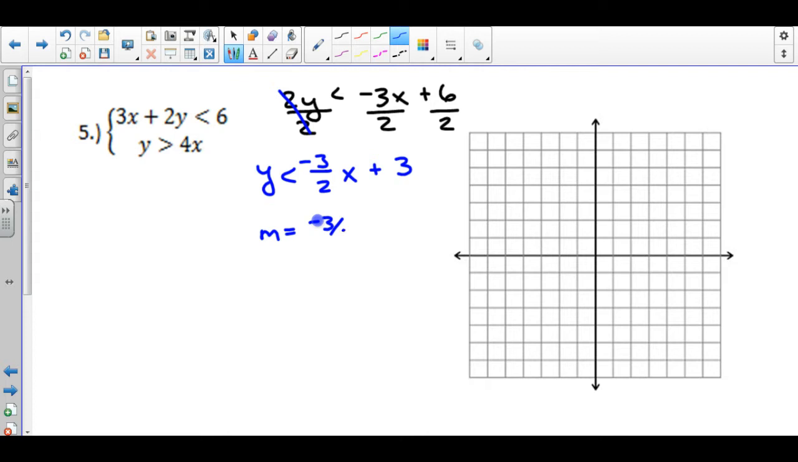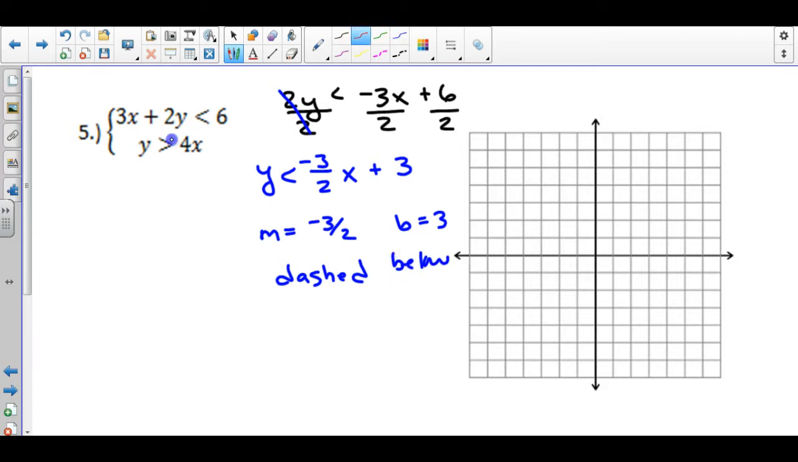I'm going to break apart my 4 pieces of information. My slope is negative 3 over 2. My y-intercept starting point is up 3. It's positive 3 on the y-axis. I have a less than sign with no equal to underneath it, so that indicates a dashed line. And again, it's in slope-intercept form. It has a less than, so we are going to be shading below.